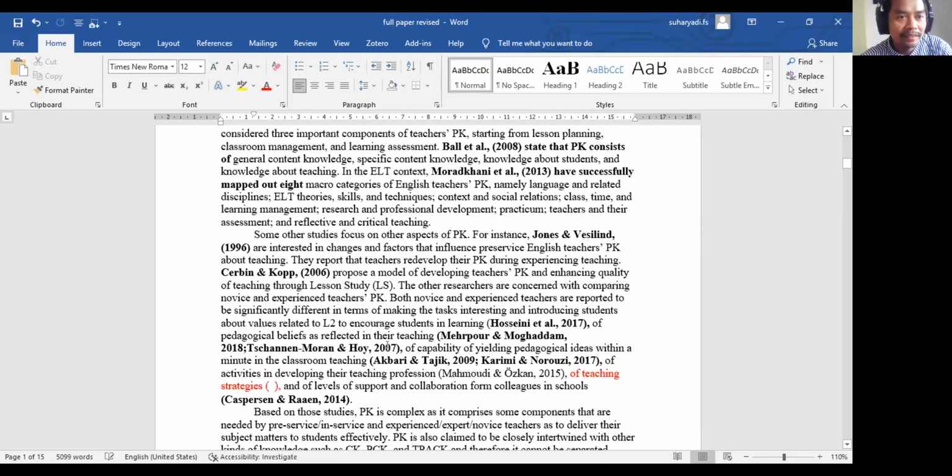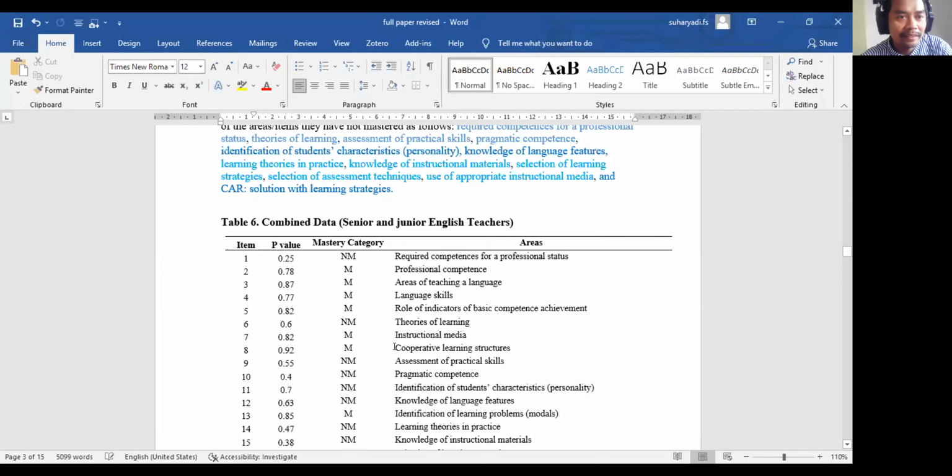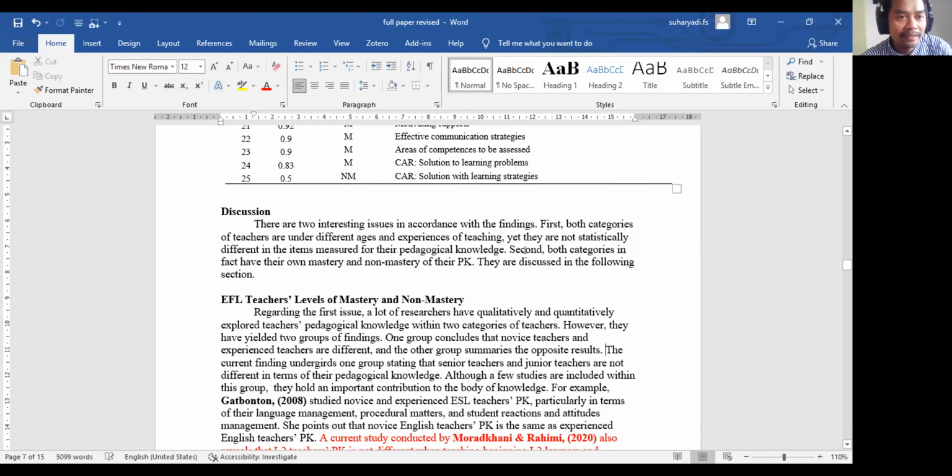This is the finding, but this one is the discussion. So there are two issues in the discussion. Number one is I use the terms senior teachers and junior teachers. In the article, they use just novice and experienced teachers, but I use different terms. That is one of the gaps that I mentioned in the introduction, the different use of the terms.